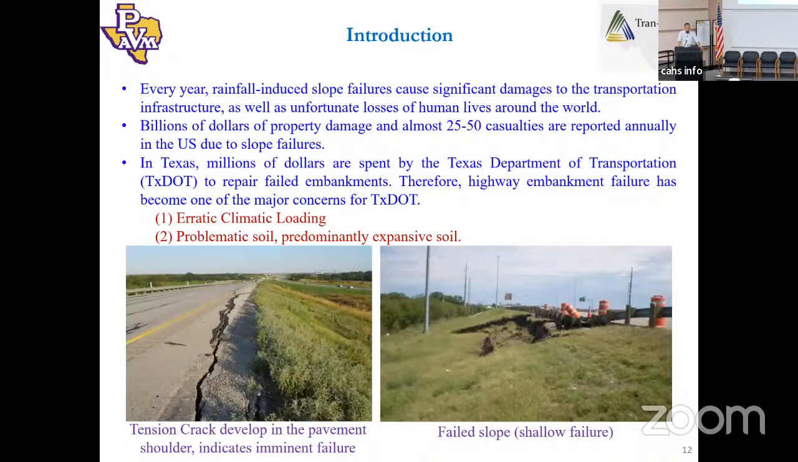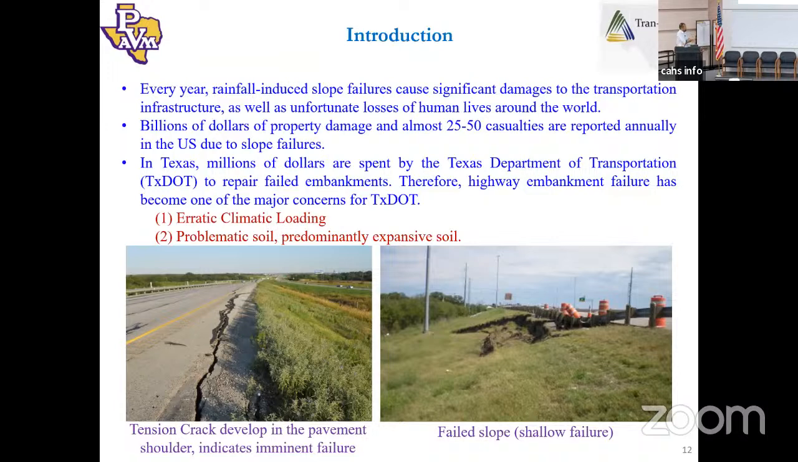First of all, if we look at these two figures here, these two are highway embankments. Let me ask the audience: you all have driven through 290, I-10, or any other highways in Houston or other areas, right? Everybody? For sure. So this is the slope, this is the frontage road, and there's the highway. We can see some kind of cracks, right? And this is a failed slope.